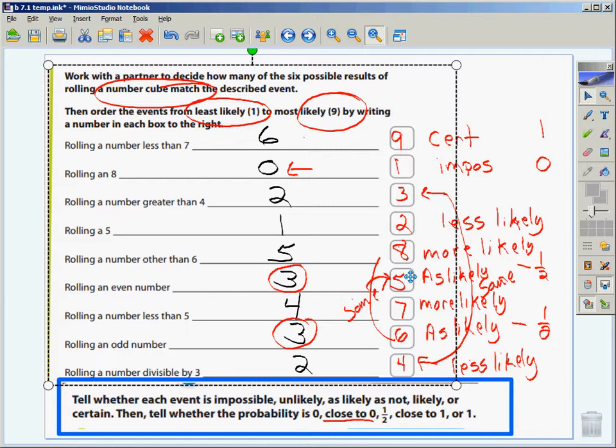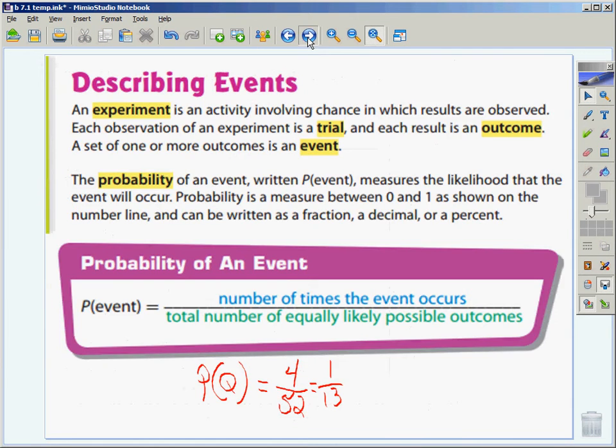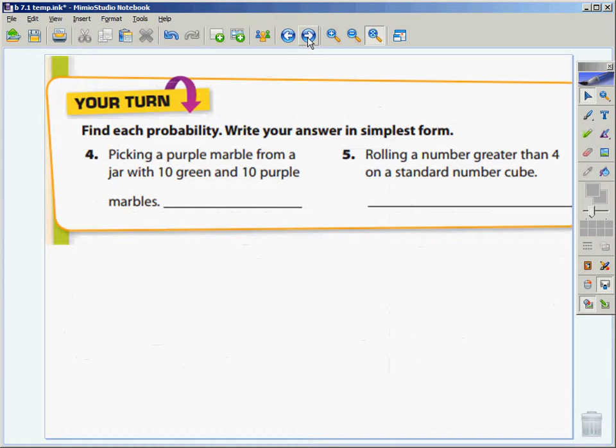Everybody kind of understand the concept? We good? Okay. Then if you'll turn to the pages where your turn is, number 4 and 5.